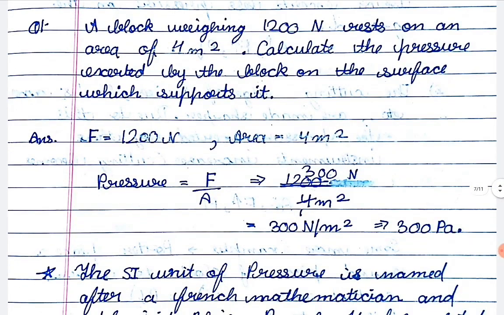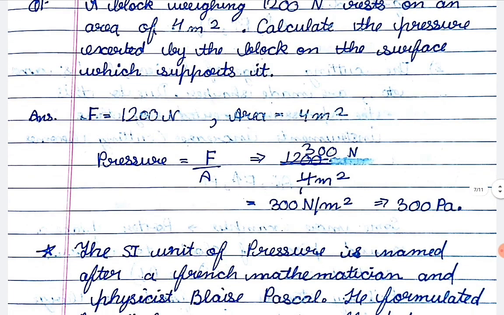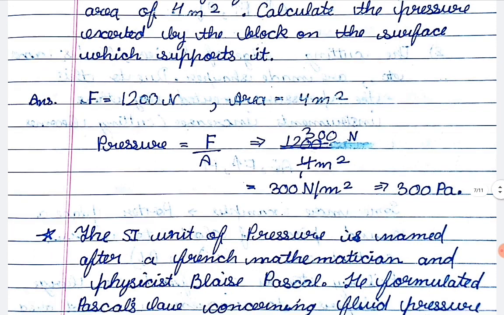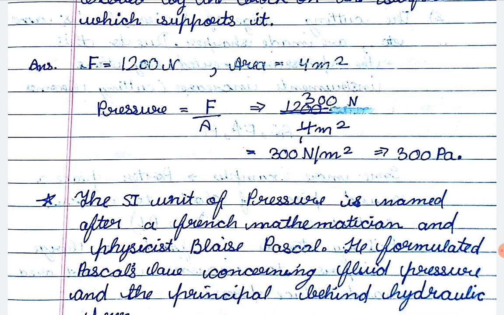Now, a very simple question. A block weighing 1200 N rests on an area of 4 meters square. Calculate the pressure exerted by the block on the surface which supports it. Force equals 1200 Newton, area equals 4 meters square. So the formula of pressure was force upon area: 1200 Newton upon 4 meter square equals 300 Newton per meter square, 300 Pascal.